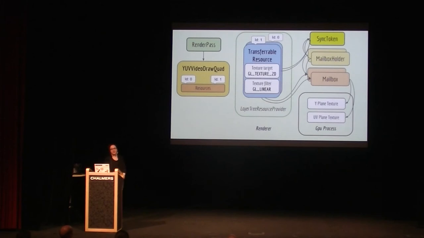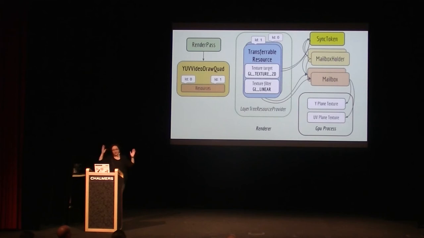Okay, so then we get to the point where we want to render this. And like I said, there are layers of indirection. In this case, we are looking at transferable resources. And these transferable resources are put into a storage, saying these are the resources we're using for the current paint. They're registered and they get IDs. In this case, it's ID 0 and ID 1. And this is put in something called a layer tree resource provider.